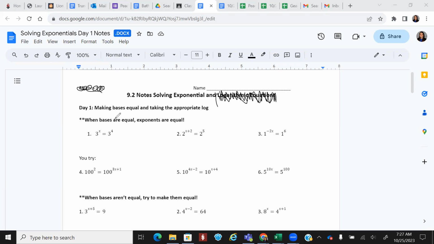So if the bases are equal, the exponents are equal. Okay, so if we have 3 here and 3 here, we're going to drop the base and we're just going to look at the exponent and set them equal to each other. So x would equal 4.